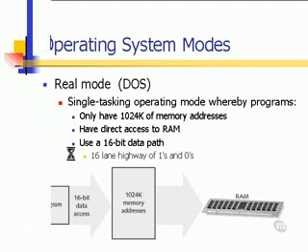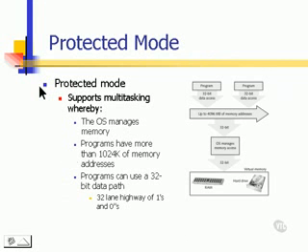Today we use protected mode. Protected mode supports multitasking because the operating system manages memory. Programs can have much more than 1 meg of memory addresses, and they typically use a 32-bit data path, which is like a 32-lane highway, and you can see what the advantage of that would be. So those are some common software terms.